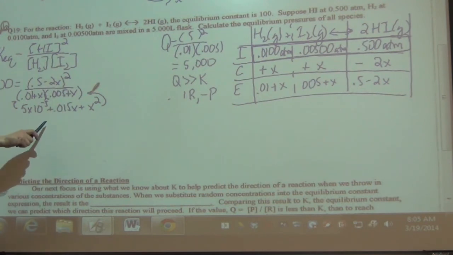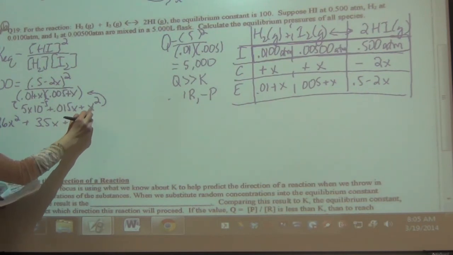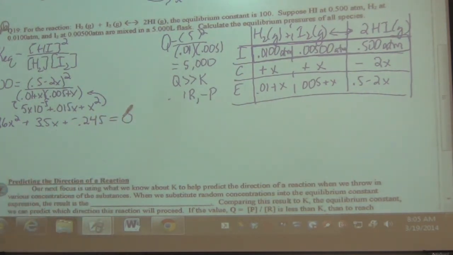And then I just multiplied it by 100 and set it equal to that. After doing all of this, I ended up getting 96x squared plus 3.5x plus negative 0.245 after I got it all on the same side and set it equal to 0. So now, is that where you would have to get it to before you could plug it into your calculator? You'd have to get it into this form?